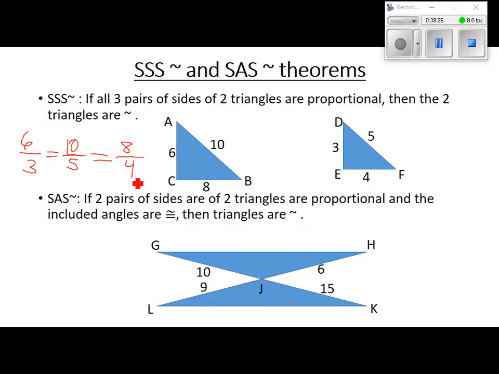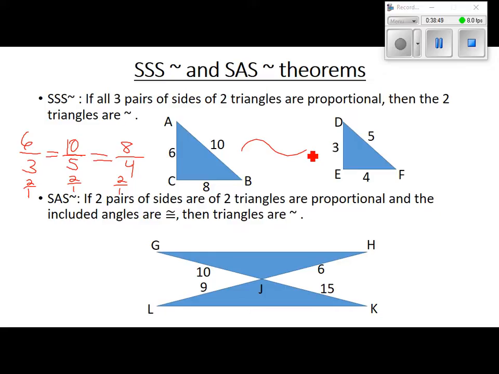If these 2 triangles are similar to each other, all 3 of those ratios should be equal to each other. The proportion is 2 over what's this reduced to? 2 over 1. What's this reduced to? 2 over 1. What's this reduced to? 2 over 1. So what's that tell us about these 2 triangles? They are similar.